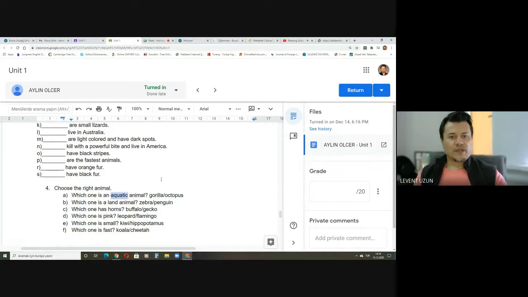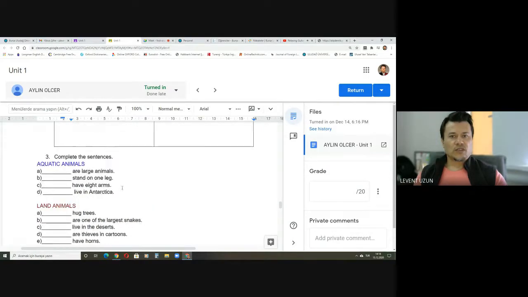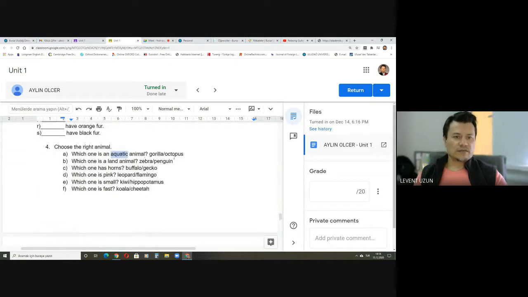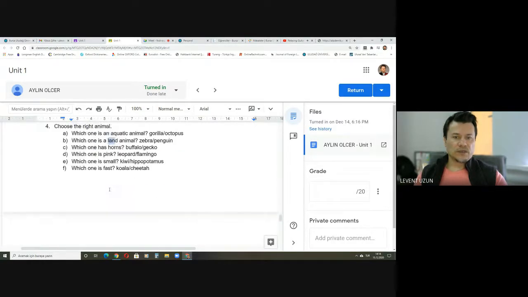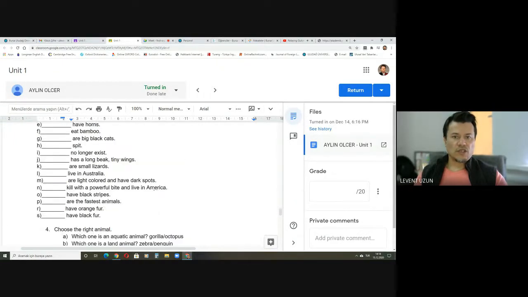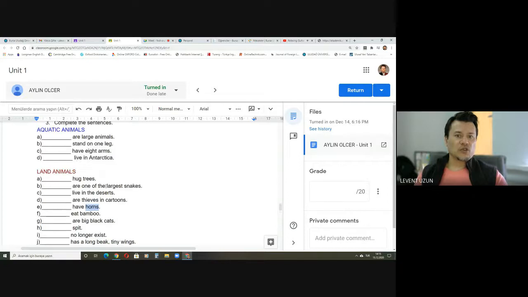Okay, so this is aquatic. Aquatic, you teach these words here, and then they will do this correctly. Which one is a land animal? You teach this land animal. Which one has horns? Horns. Now you teach. Do you teach horns here? Well, actually, we don't teach it. We give it in a sentence. There is no teaching part for horn.